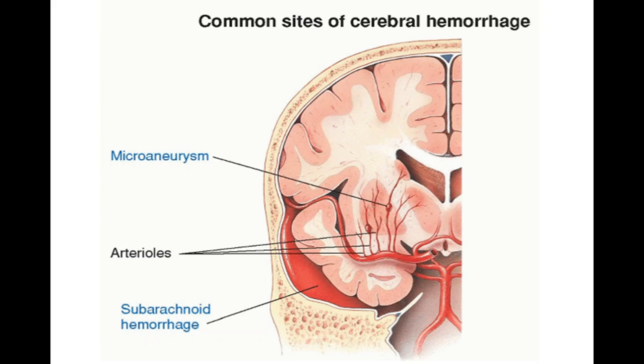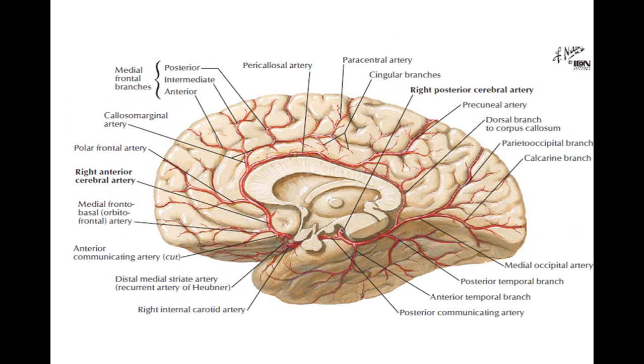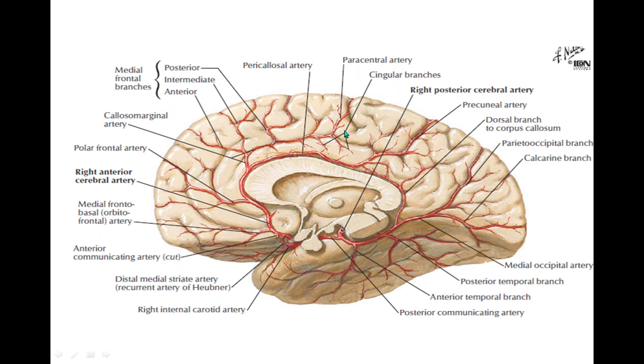I will come back to these three vessels. I was explaining the areas of supply of these three important cerebral arteries: the anterior cerebral, middle cerebral and posterior cerebral artery. This is the superior lateral surface of the brain, where you can see the middle cerebral artery running on the lateral side, supplying much of the superior lateral surface of the cerebral hemisphere.